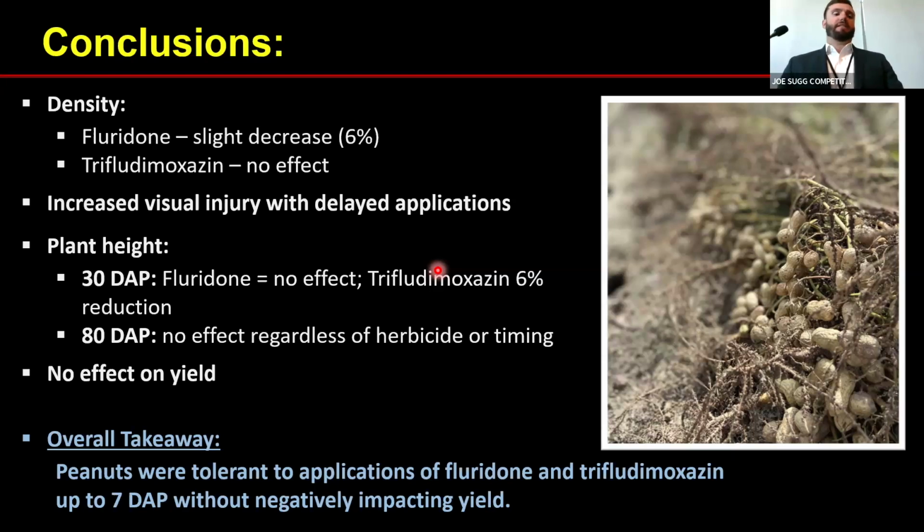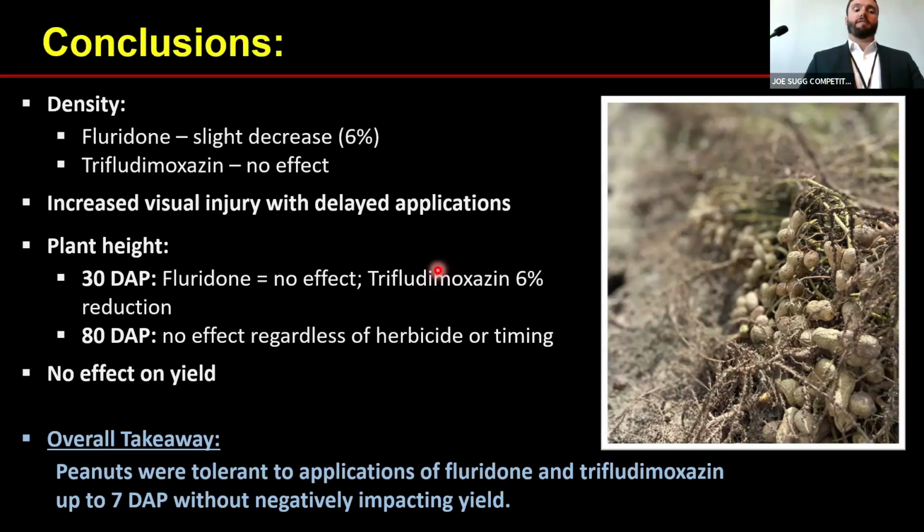And so by the time we got to 30 days after planting, we saw that fluridone had no effect, whereas trifludimoxazin did decrease heights by 6%. But again, by the time we got to 80 days after planting, we see that there was no effect regardless of the herbicide or the timing. Again, just reiterating that these peanuts were able to tolerate those delayed applications and grow out of that.